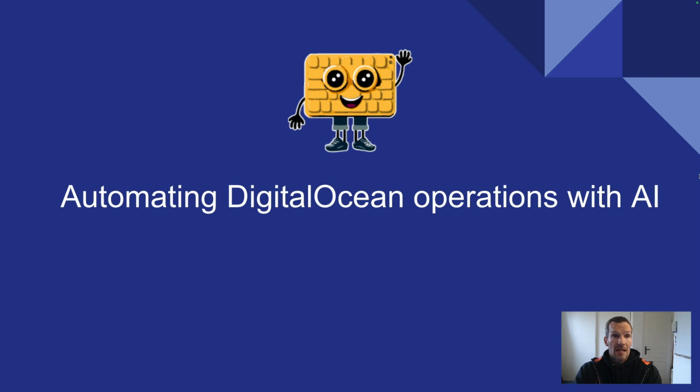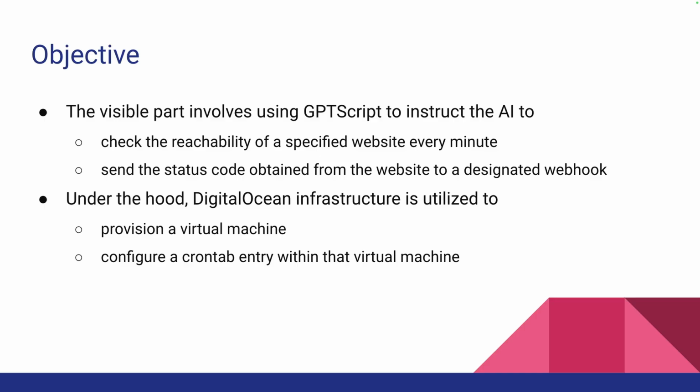Hi everyone, in this video we will show how we can use AI to automate cloud operation, focusing on the interaction with DigitalOcean cloud provider. The main objective is to instruct an AI to perform the following steps. Check every minute if a given website is available, and send the result to a webhook endpoint.